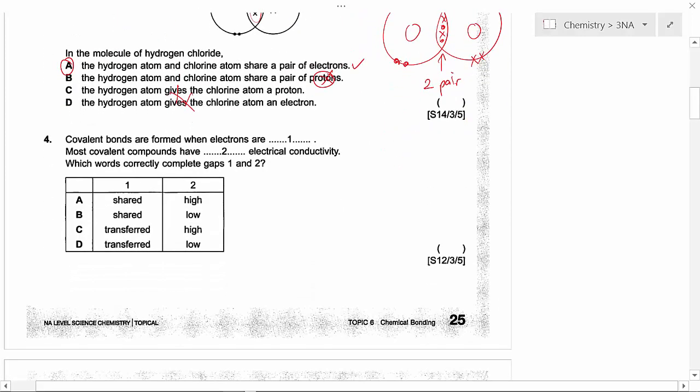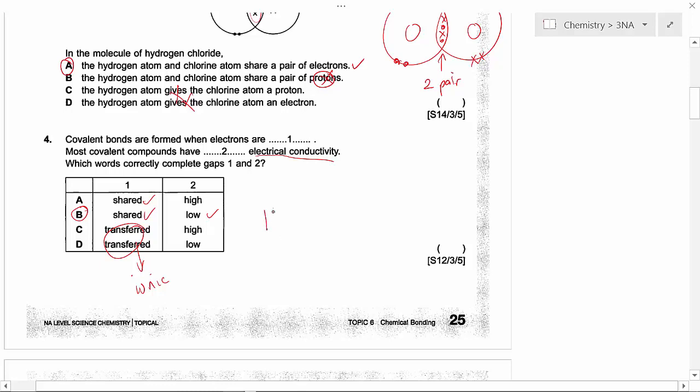Number 4. Covalent bonds are formed when electrons are what? Obviously, covalent bonds are formed when the electrons are shared. Transfer means ionic. So transfer refers to ionic. Please remember that. And most covalent compounds have what electrical conductivity? They have low electrical conductivity. So most covalent compounds do not conduct electricity.